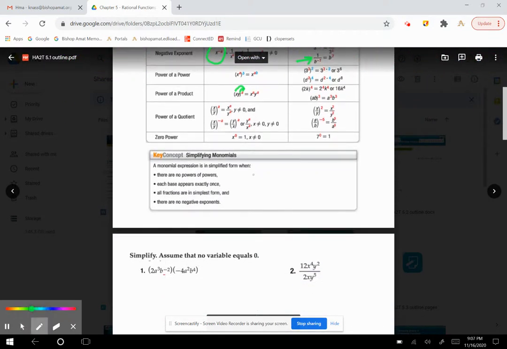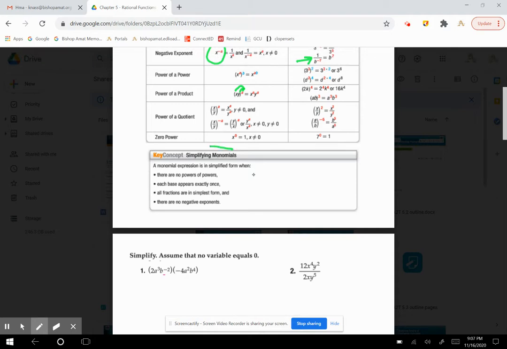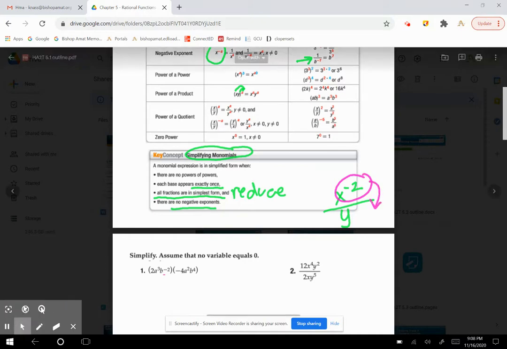Okay, so these are some important facts about what a monomial is and how to simplify it. There are no powers of powers. Each base appears exactly once, so you can't have two x's or two y's. All fractions must be in simplest form, which means you need to reduce. And lastly, there are no negative exponents, meaning if your final answer looks like x to the negative 2 over y, you can't leave it like that. You would have to move it to the bottom. And we're going to look at examples.